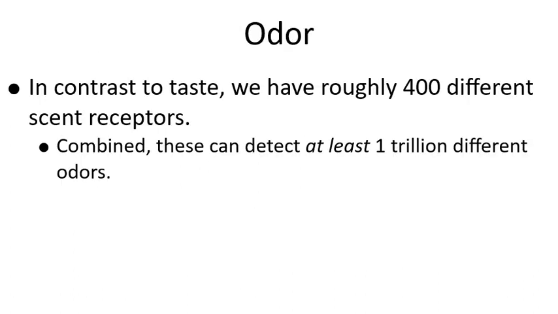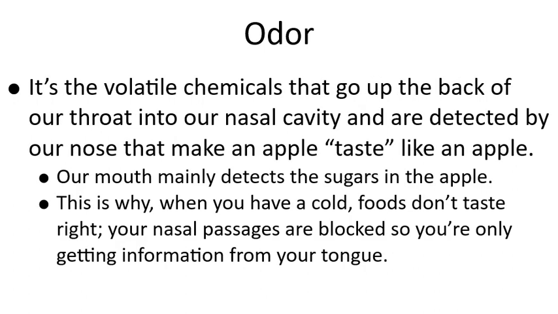However, where we only have 5 types of taste receptors, humans have roughly 400 different types of scent receptors. With these scent receptors, we can detect and differentiate between a trillion different odors. In order for us to taste a food, such as an apple, molecules in the apple need to come in contact with the taste buds on our tongues. This happens naturally when we eat the apple.